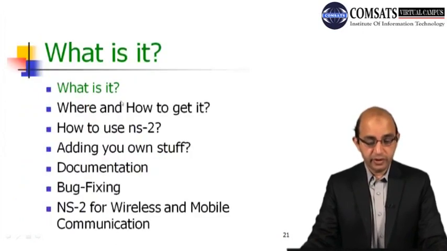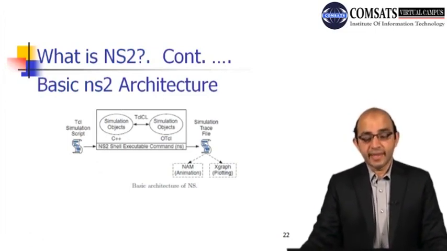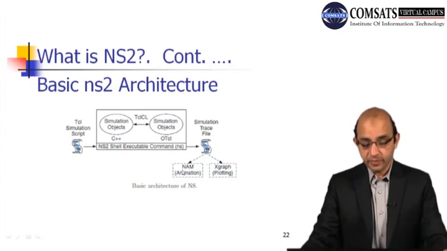So now we are starting with what is NS2. Here we have the basic architecture. You can see we have the TCL simulation script and simulation objects. Those are designed in C++, right? And this is the TCL-CL simulation objects, right? And here we have the trace file, and the trace file can be used by NAM, network animator, and we can also use this trace file in order to plot the graph.